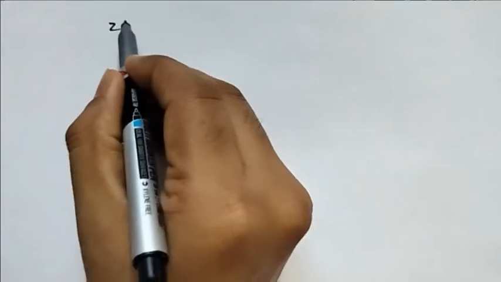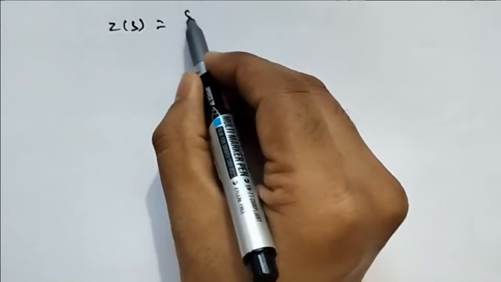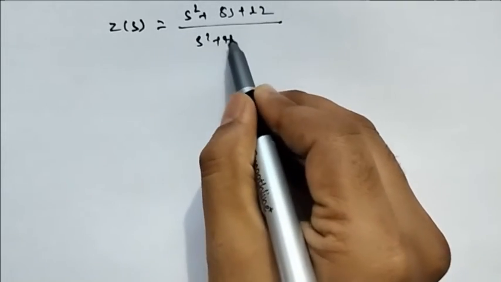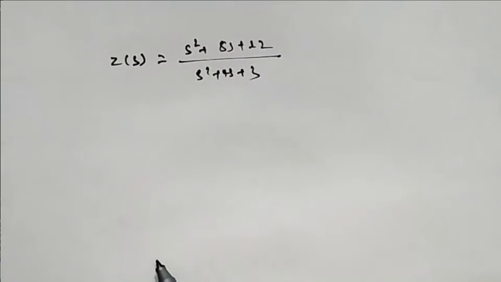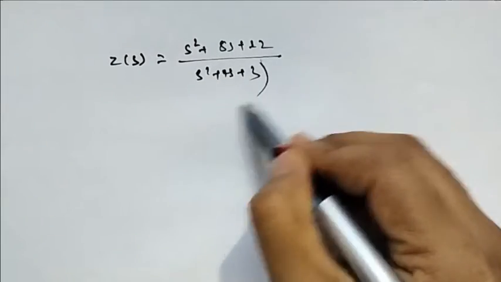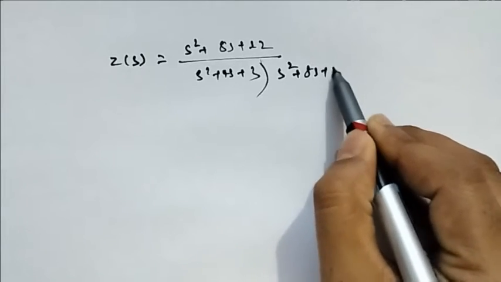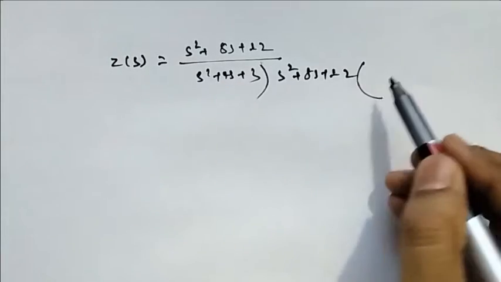Now taking one example, suppose Z(s) is s square plus 8s plus 12 by s square plus 4s plus 3. This is the Z(s) that we have taken. Now we will divide with the numerator for Cauer 1. The highest power is going to be divided.